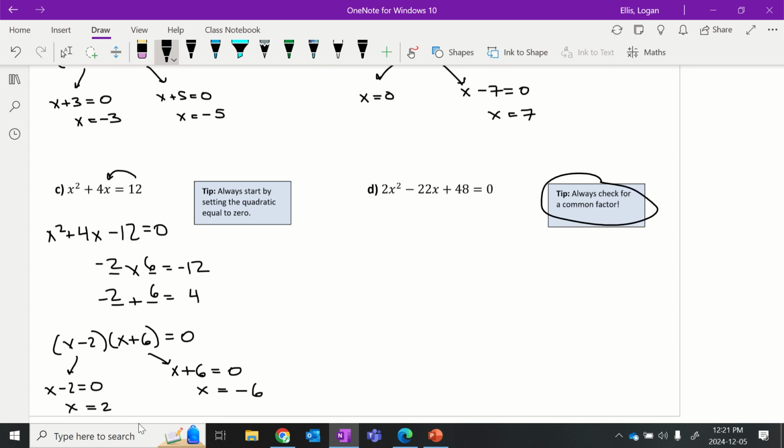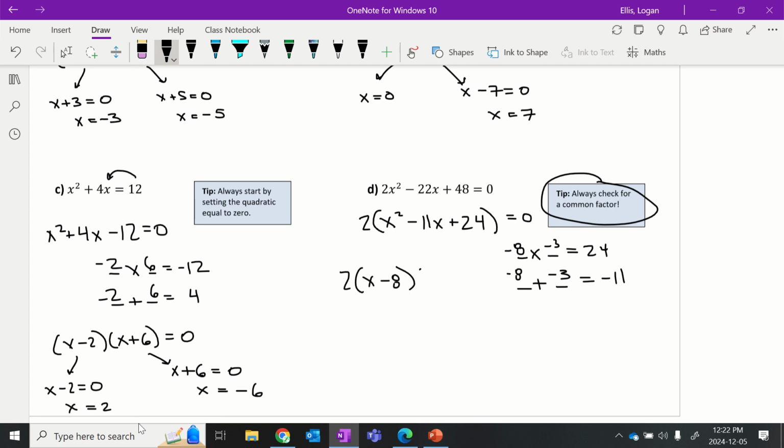This is a good tip here as well. It's just remembering to check for common factoring. So you should be able to divide each of these numbers by 2, and you're going to get much nicer numbers here. You're still going to get an answer that is the same in the end, but that's going to make our numbers a lot nicer when we think about what multiplies to 24 and adds to negative 11. And off the top of my head, I want to think 8 and 3. So negative 8 times negative 3, and negative 8 plus negative 3 would work here. So your factored form is x minus 8, x minus 3 equals 0.